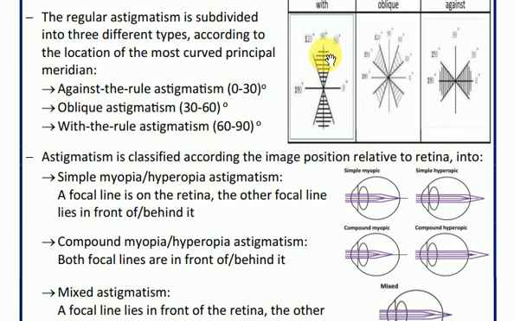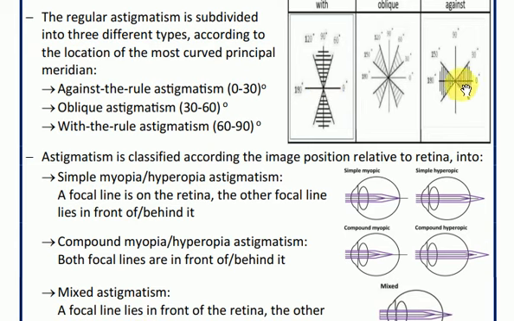So in with the rule astigmatism, the steepest meridian is within 30 degrees of 90 degrees, 30 degrees on this side and 30 degrees on this side, or we can say it is between 60 and 120 degrees. To correct this, a concave cylinder is placed at 180 degrees plus minus 20 degrees, or a convex cylinder is placed at 90 degrees. Concave cylinder is placed at 180 degrees or convex vertically.